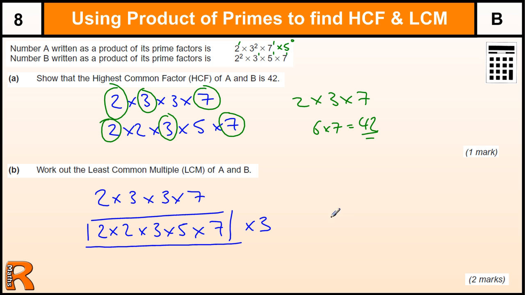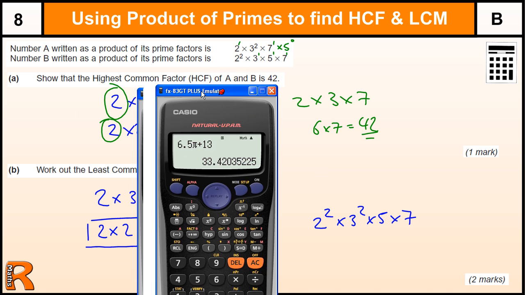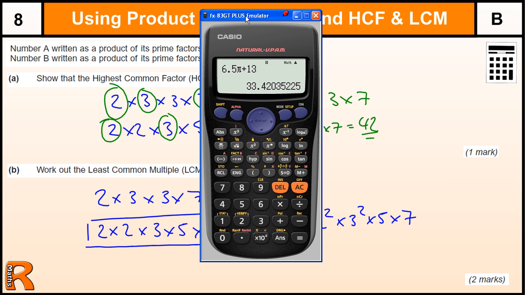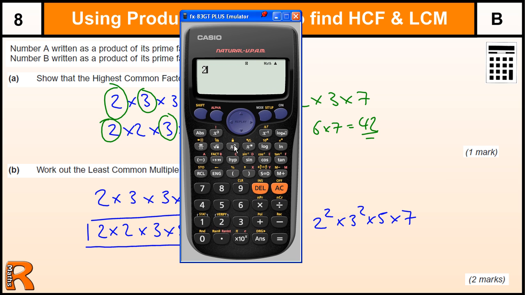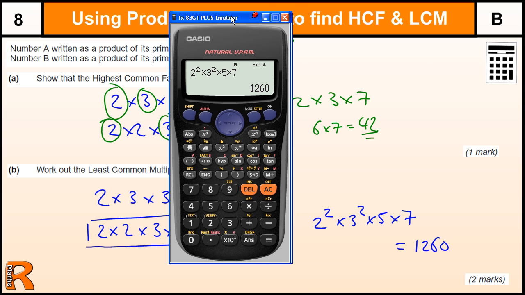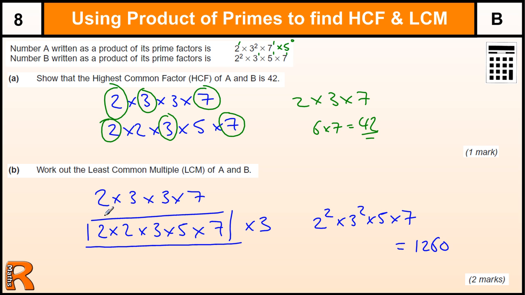Now you could leave it as 2 squared times 3 squared times 5 times 7. But it does actually say work it out, so we have to put that into the calculator to get 2 squared times 3 squared times 5 times 7. And that will give us 1,260. Now I know a lot of students will try to just deal with these numbers as the original numbers, so we multiplied it out to start with. But if you do that, you're making life difficult for yourself.